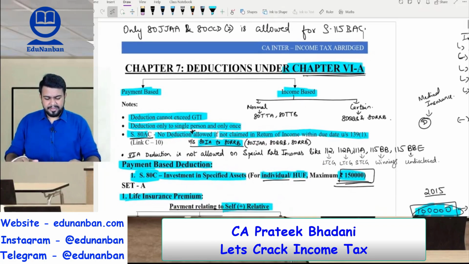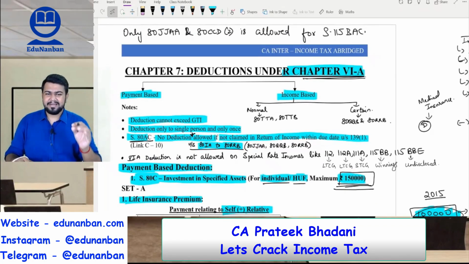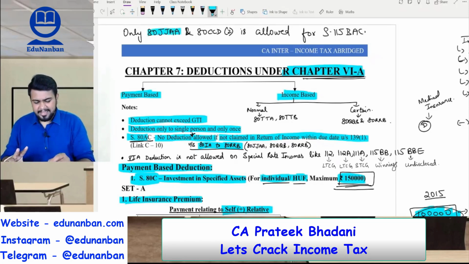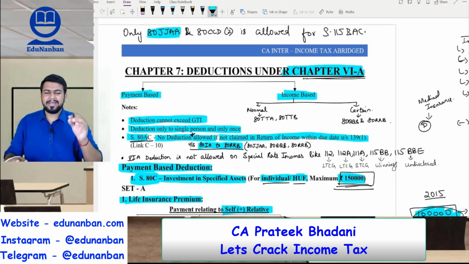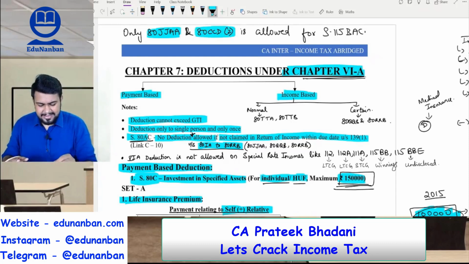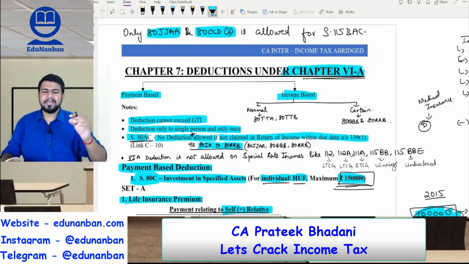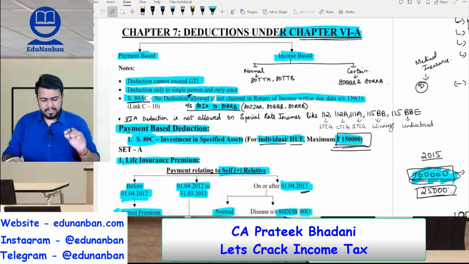First and foremost, about the chapter 6A deductions: none of the chapter 6A deductions are allowed if the assessee chooses the new tax regime under section 115BAC. However, only two deductions are allowed: section 80JJAA, which deals with the additional employee cost, and 80CCD(2), which deals with the new pension scheme. These are allowed as deductions even if the assessee claims the new tax regime. Now, let us jump into the chapter.